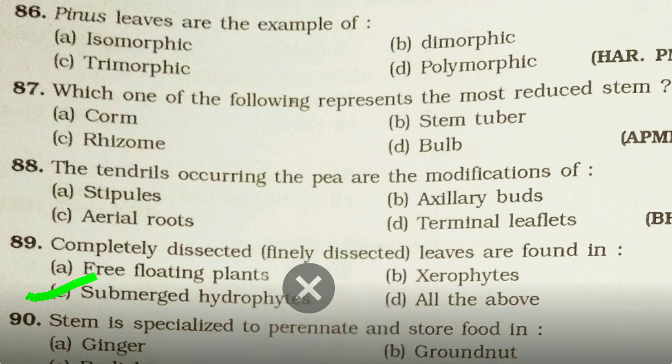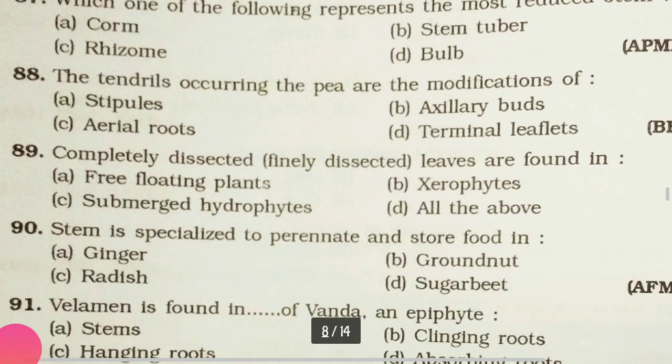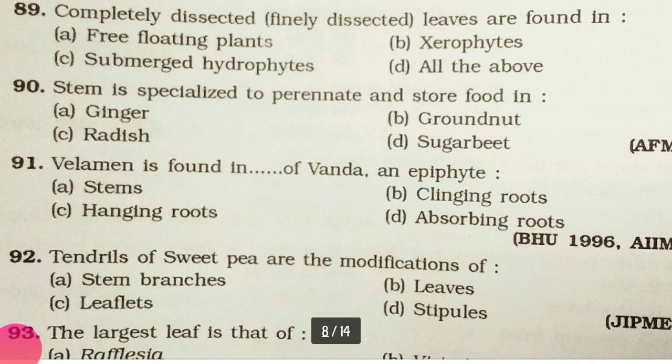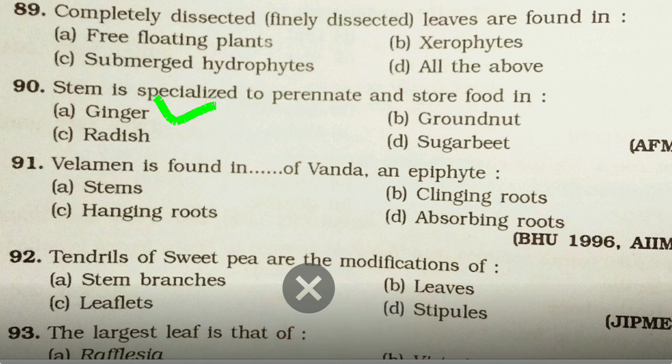Now coming to the next question. Stem is specialized to perennate and store food in. Just correlate with the term stem. What is the answer here? The answer will be ginger. You all know ginger is a stem. Apart from that, groundnut is already underground. Sugar beet and radish, they all are what? They are roots, they are not stem.